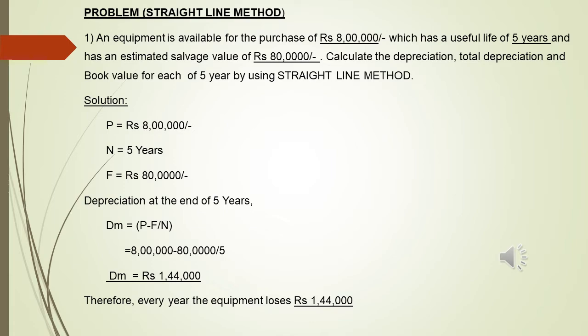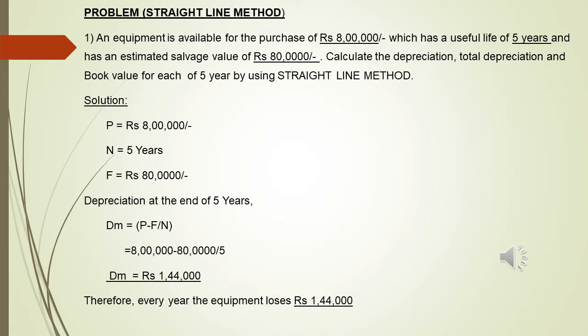So now let us find depreciation at the end of 5 years. For depreciation you have the formula, that is DM is equal to (P minus F) divided by N. Where P is 8 lakh rupees, F is 80,000 rupees, N is 5 years. Please substitute those in that formula. So that is (8 lakh minus 80,000) whole divided by 5.